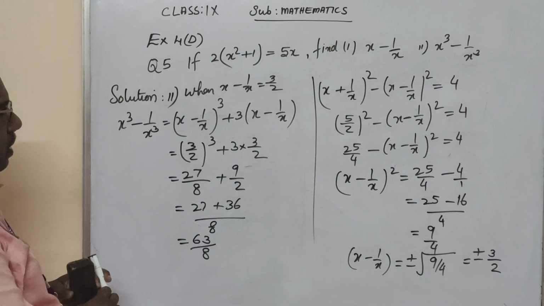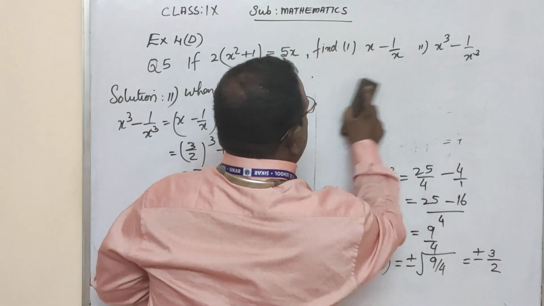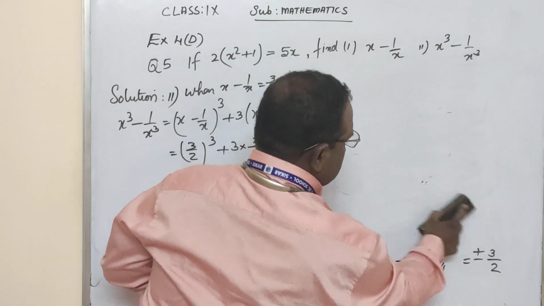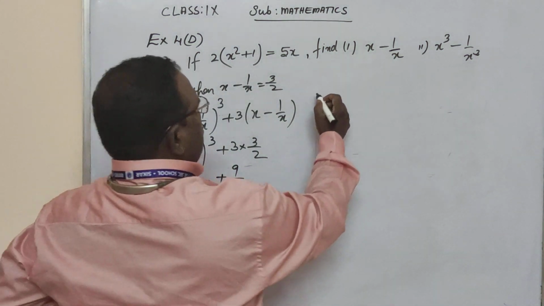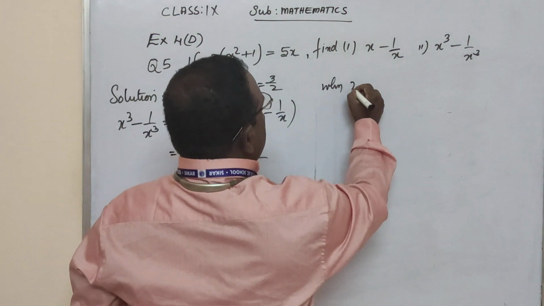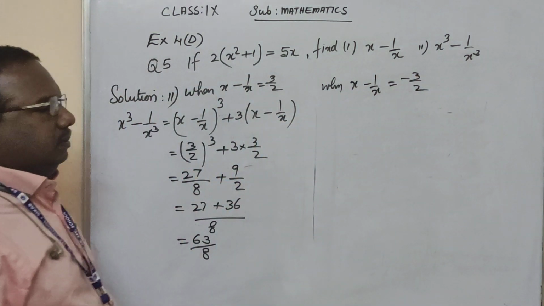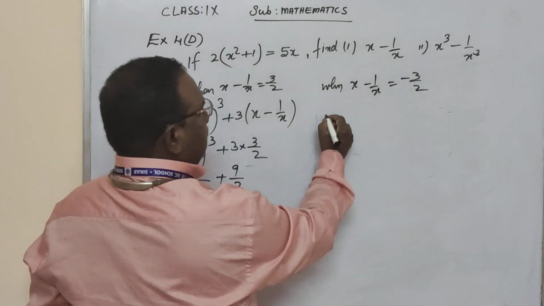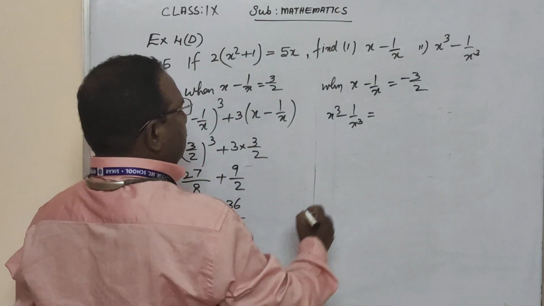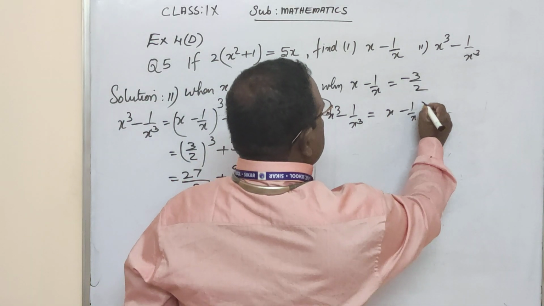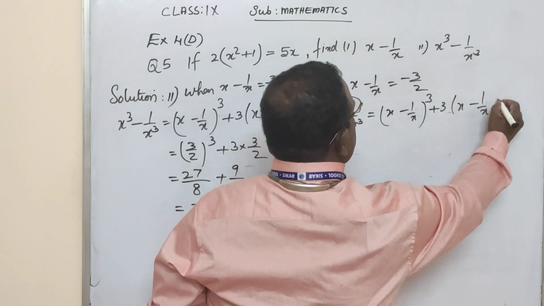Now, when you consider the next number, which number? Negative, minus 3 by 2. When x minus 1 by x is equal to minus 3 by 2, again write the same identity. x cube minus 1 by x cube is equal to (x minus 1 by x) all cube plus 3 into (x minus 1 by x).